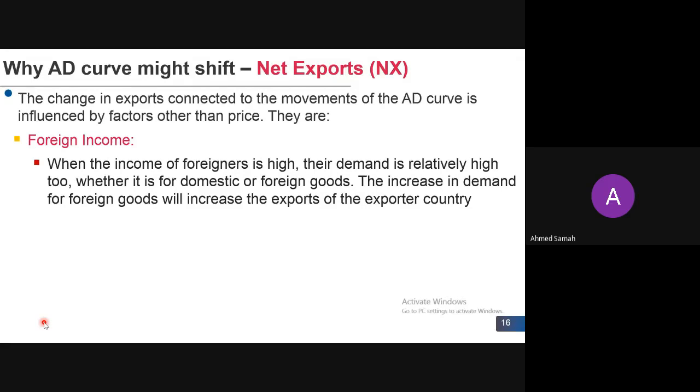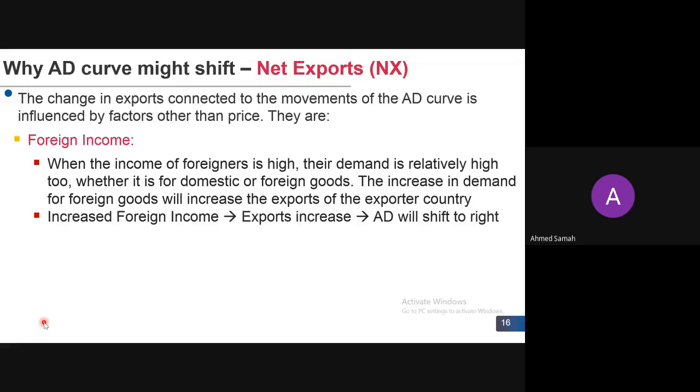For example, we are exporting fish to Thailand or the European market. So if the income rises in the European market or in Thailand, then there will be more demand for our fish exports, which will lead to a rightward shift in the aggregate demand curve. So when there is an increase in foreign income, it will lead to exports rising and the aggregate demand curve will shift to the right.